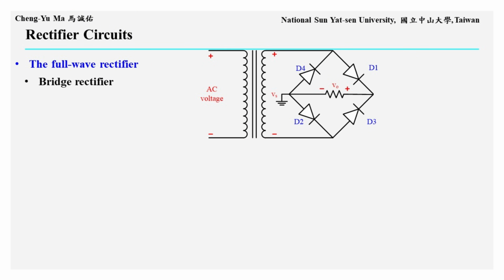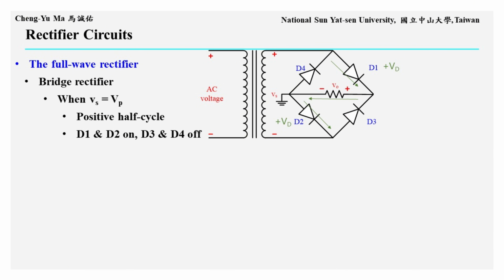The circuit shown here is a bridge rectifier. It consists of 4 diodes and 1 resistor, and the output voltage Vo is the voltage across the resistor. Notice that the anode of D1 is shorted to the cathode of D4, so D1 and D4 cannot be forward biased at the same time. Similarly, D2 and D3 also cannot conduct at the same time.